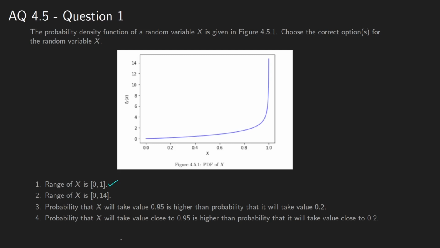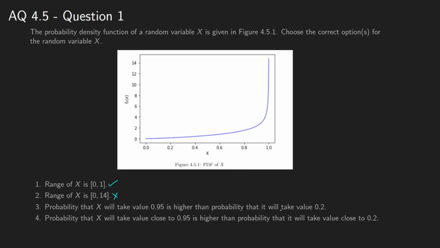The second option says that the range of x is between 0 and 14, including both the points. So that's not correct, right? Because it's asking about the range of the random variable, not the range of the probability density function. Yes, as a function, this PDF might have a range between 0 and 14, it depends what kind of function it is. But here we have been asked the range of x, and x has PDF non-zero between 0 and 1. So this is incorrect.